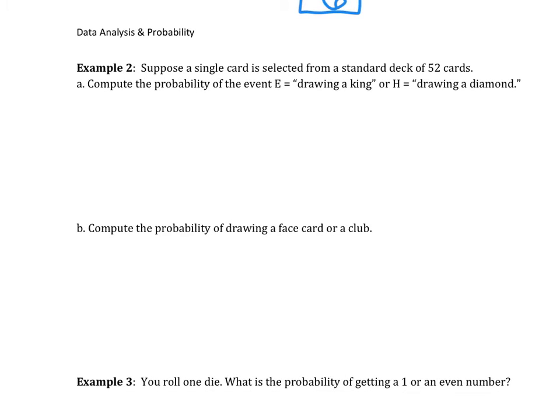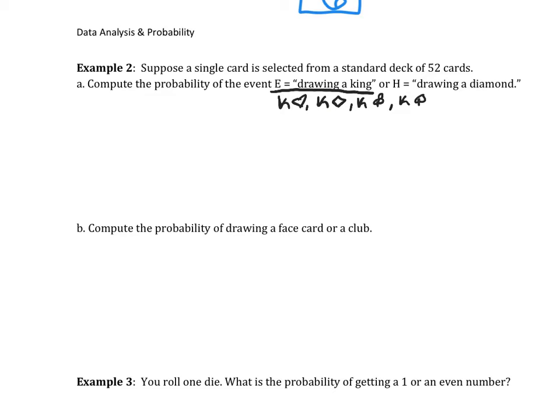Example 2a. Suppose a single card is selected from a standard deck of 52 cards. Compute the probability of event E, drawing a king, or event H, drawing a diamond. So if we look at event E, drawing a king, how many kings are there in a deck of cards? 4. So we have the king of hearts, the king of diamonds, the king of clubs, and the king of spades.